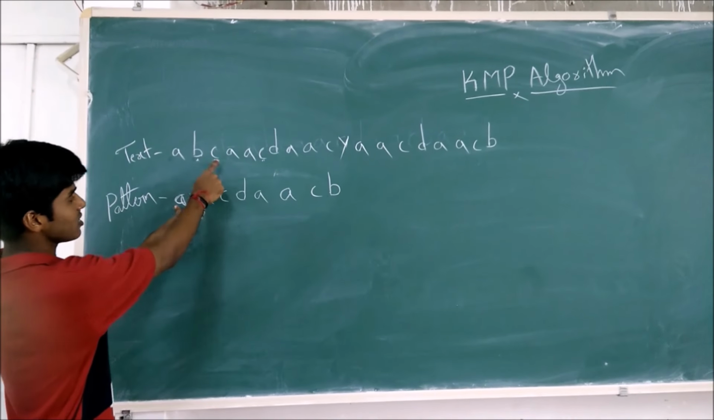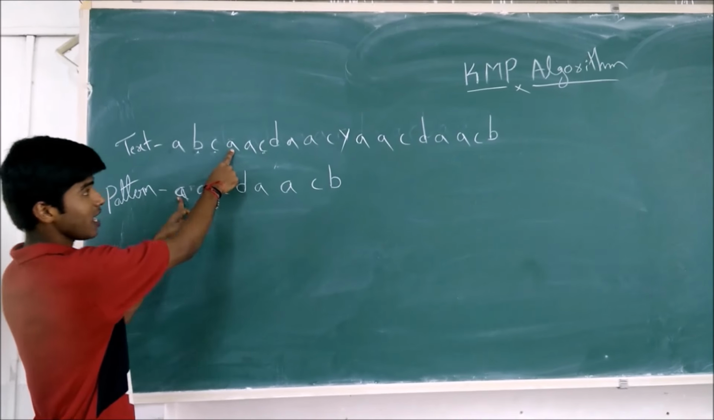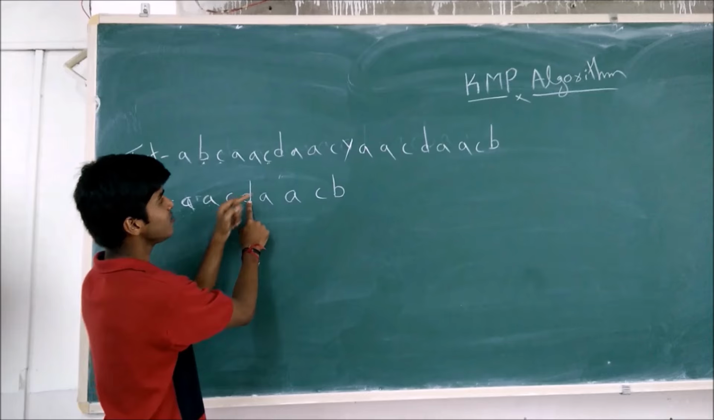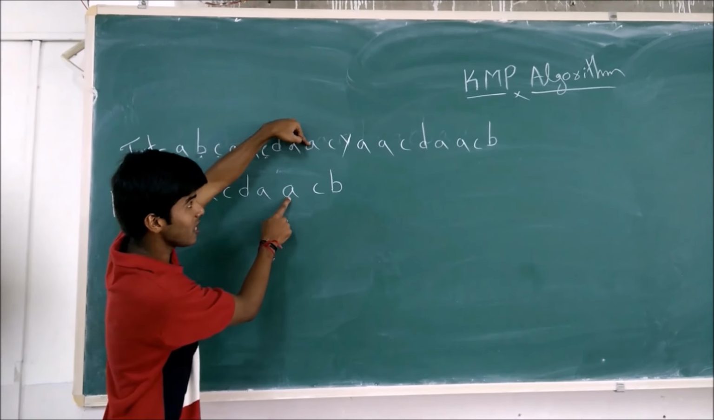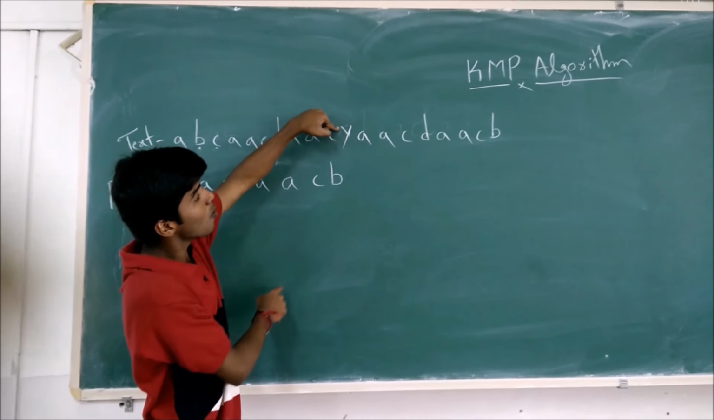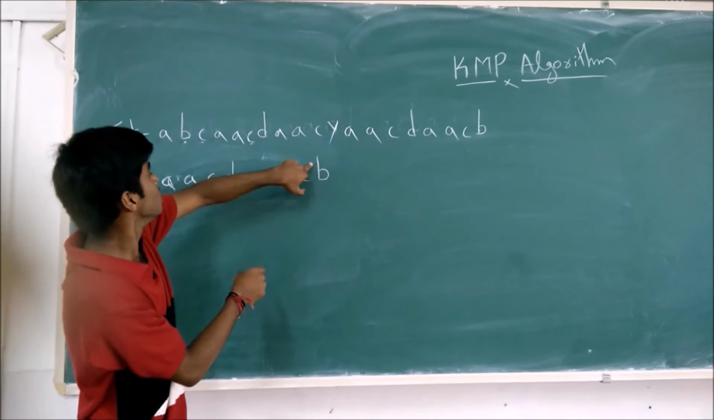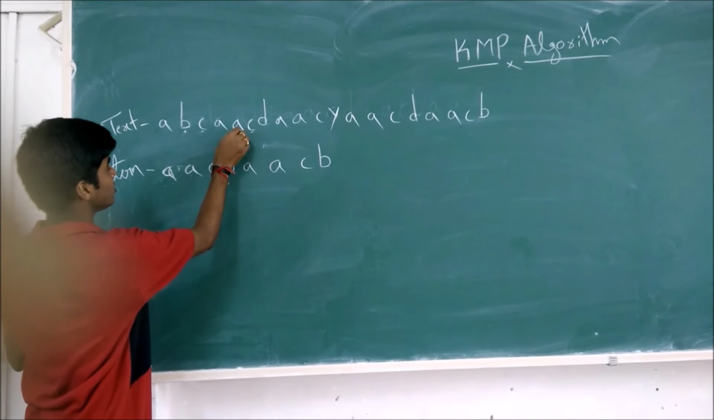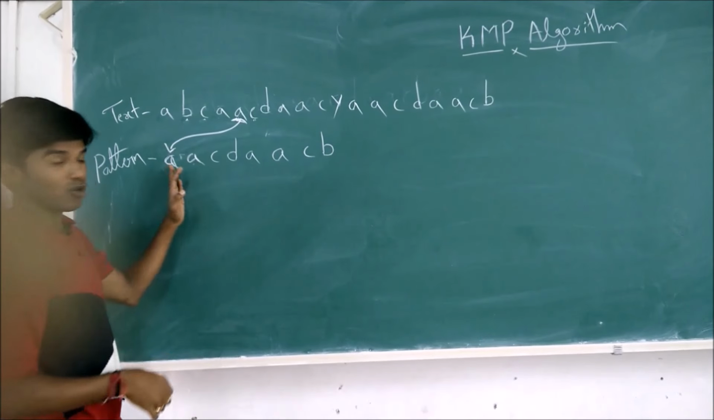Now C with A doesn't match. Now A with A matches, and A with A again matches. C with C matches. D with D matches. A with A matches. A with A matches. C with C matches. But Y with B doesn't match. So what we do is again we move to the next character in the text and try to match it from the starting of the pattern.